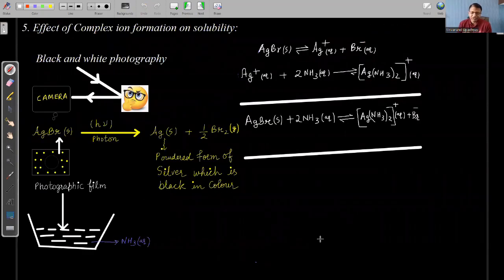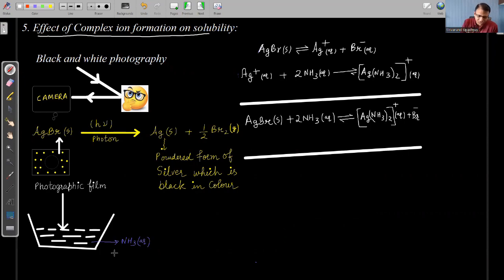Now the fifth factor, this is also very important: the effect of complex formation on solubility. Nowadays we are using digital cameras, but before that we used a camera in which a reel was there, and we did photography using black and white photo film, right? So there is a concept of complex formation. With the help of that, we are going to increase the solubility. So let us go through that complex formation concept.